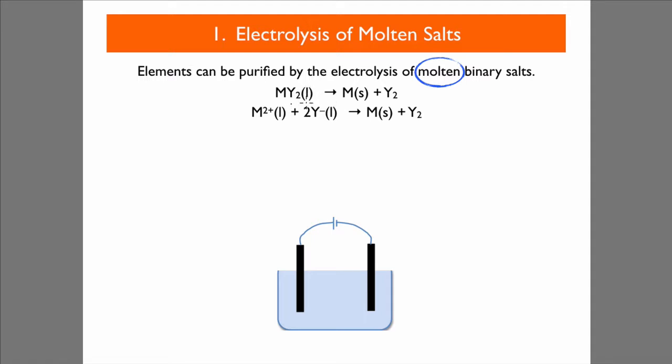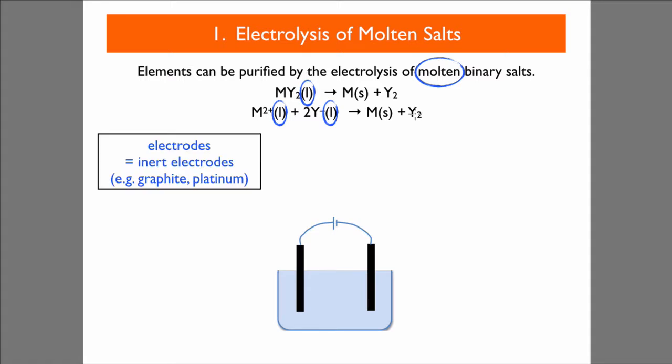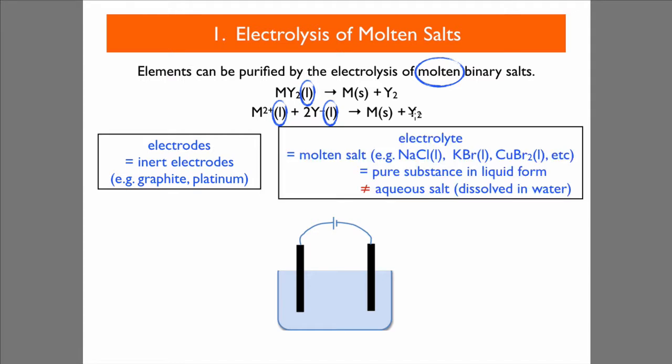Okay. Another way you could draw it out was of course just as the ions, and if you did, both of them would be liquid, giving you a solid and often a gas given off. The electrodes used are generally inert, so we're using graphite and platinum. And the electrolyte is often a molten salt, such as molten sodium chloride, so liquid table salt, potassium bromide, copper bromide, etc. It's a pure substance in liquid form, and once again, it isn't dissolved in water.